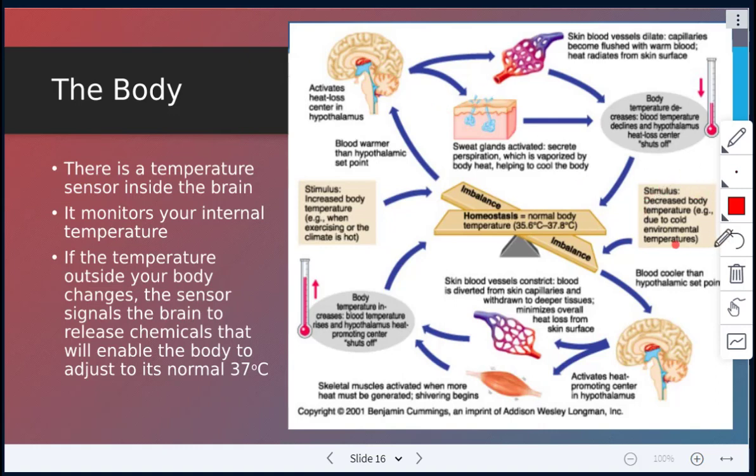And then here, if there's a decreased temperature, maybe a cold environment, so maybe it's cold outside, so again, it'll get activated in the brain. In the skin, the blood vessels will constrict. So blood gets diverted from the skin to deeper tissues. It's going to minimize heat loss from the skin surface. Shivering will begin. So skeletal muscles get activated and you'll start to shiver, and that'll generate heat as well. All right, so the body is trying to get back to the 37 degrees Celsius.